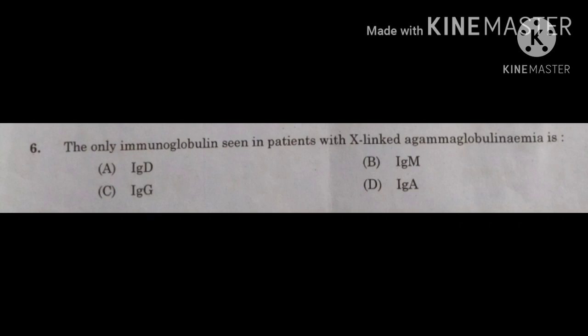Okay, you know that in agammaglobulinemia, those patients are unable to produce antibodies, isn't it? Because they lack B lymphocyte production, isn't it? But those patients having this condition are capable of producing an immunoglobulin, namely IgG. Immunoglobulin G. So the correct answer for this question is option C, IgG. Remember, those patients having X-linked agammaglobulinemia have the capacity to produce what? IgG. So the correct answer is option C.